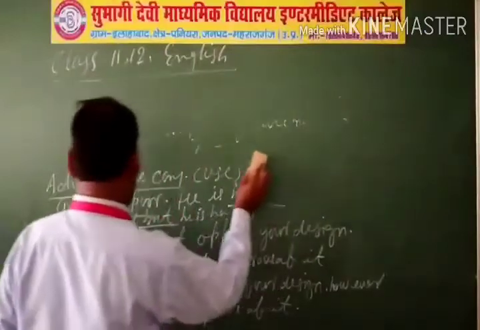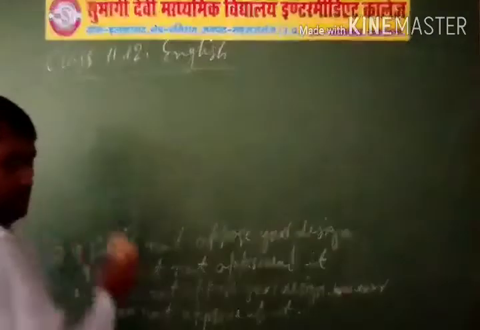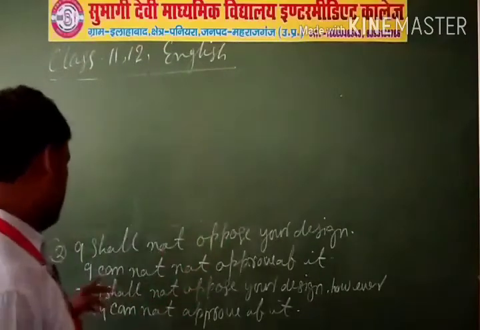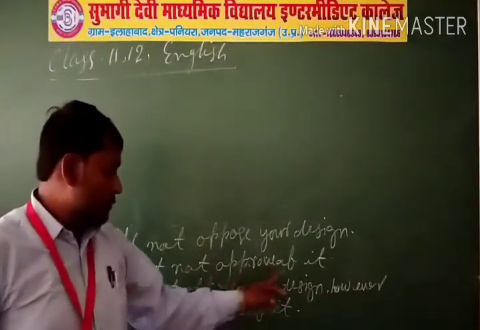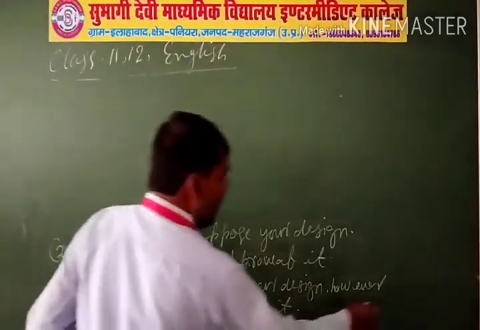And the next example: I shall not oppose your design. I cannot approve of it. Here, however, is an adversative conjunction. By the help of adversative conjunction, however, these two sentences are joined into one compound sentence: I shall not oppose your design, however, I cannot approve of it.